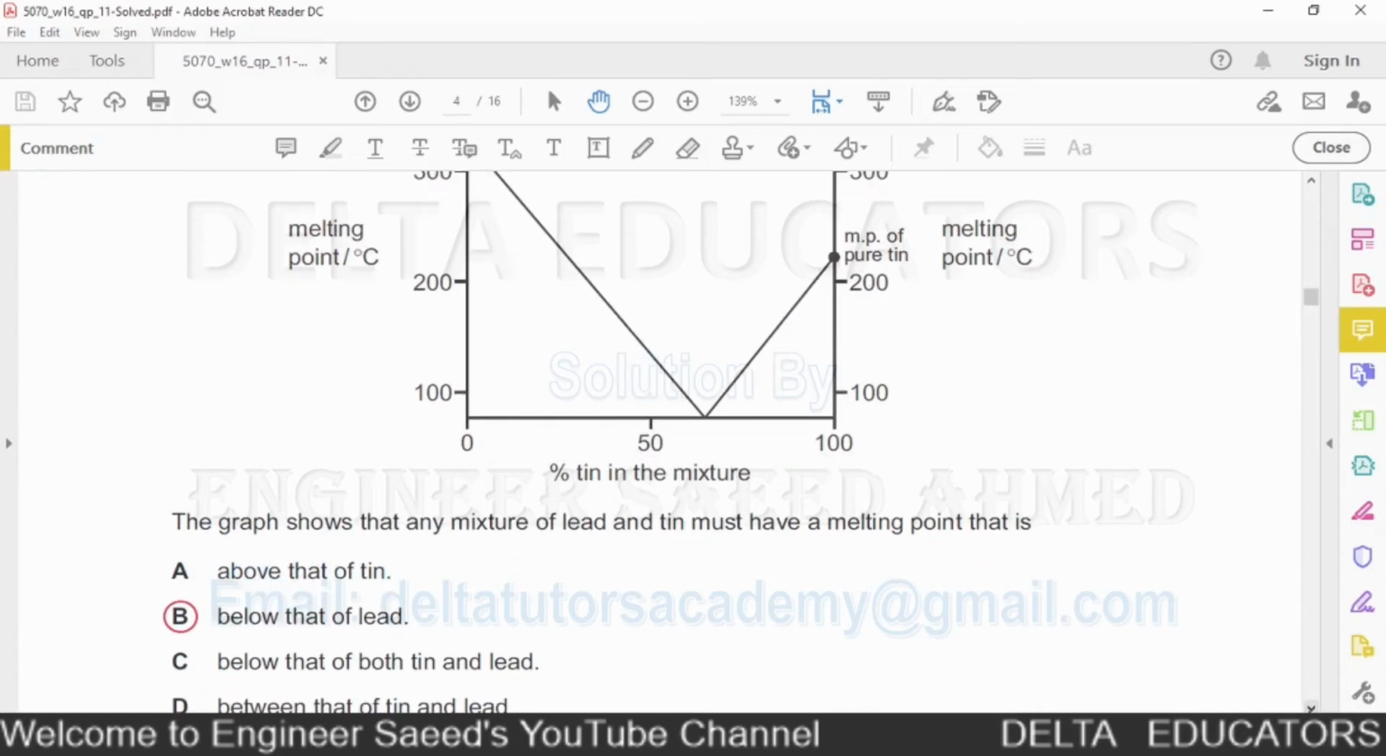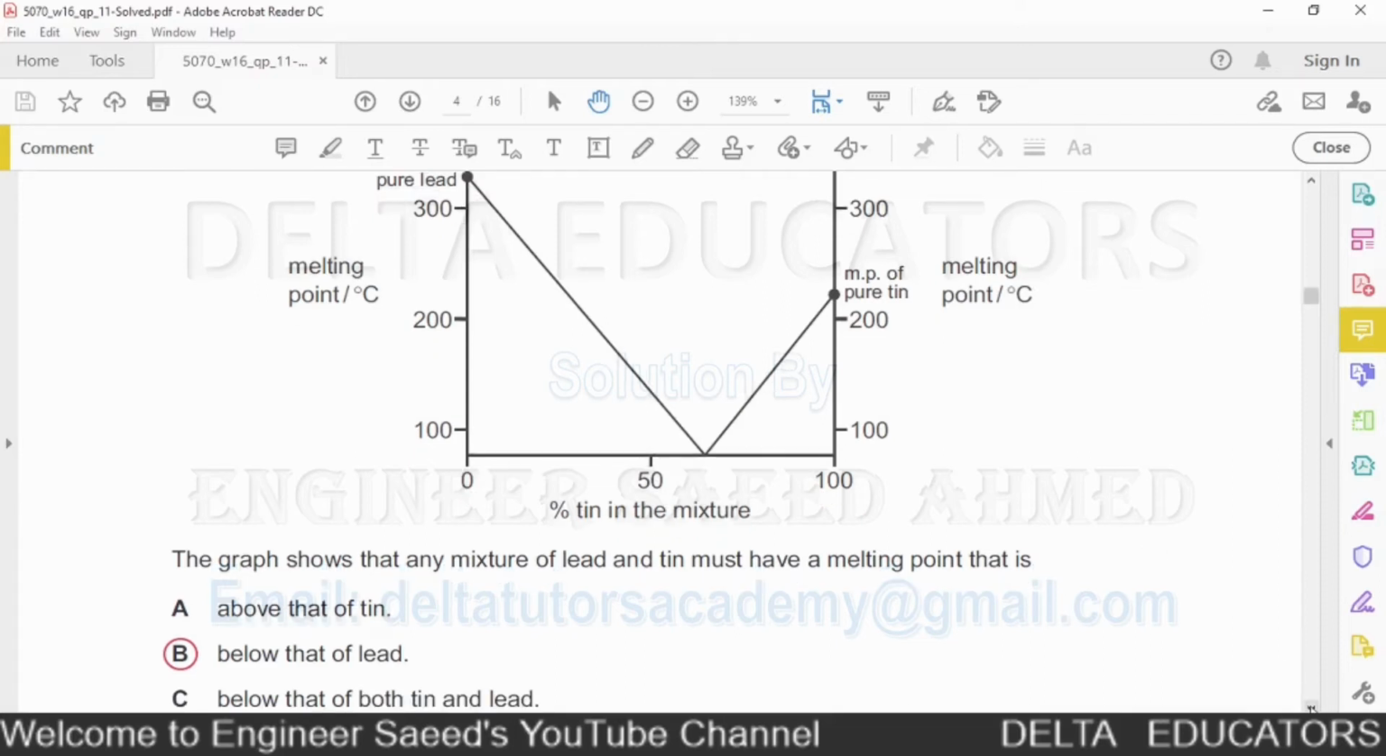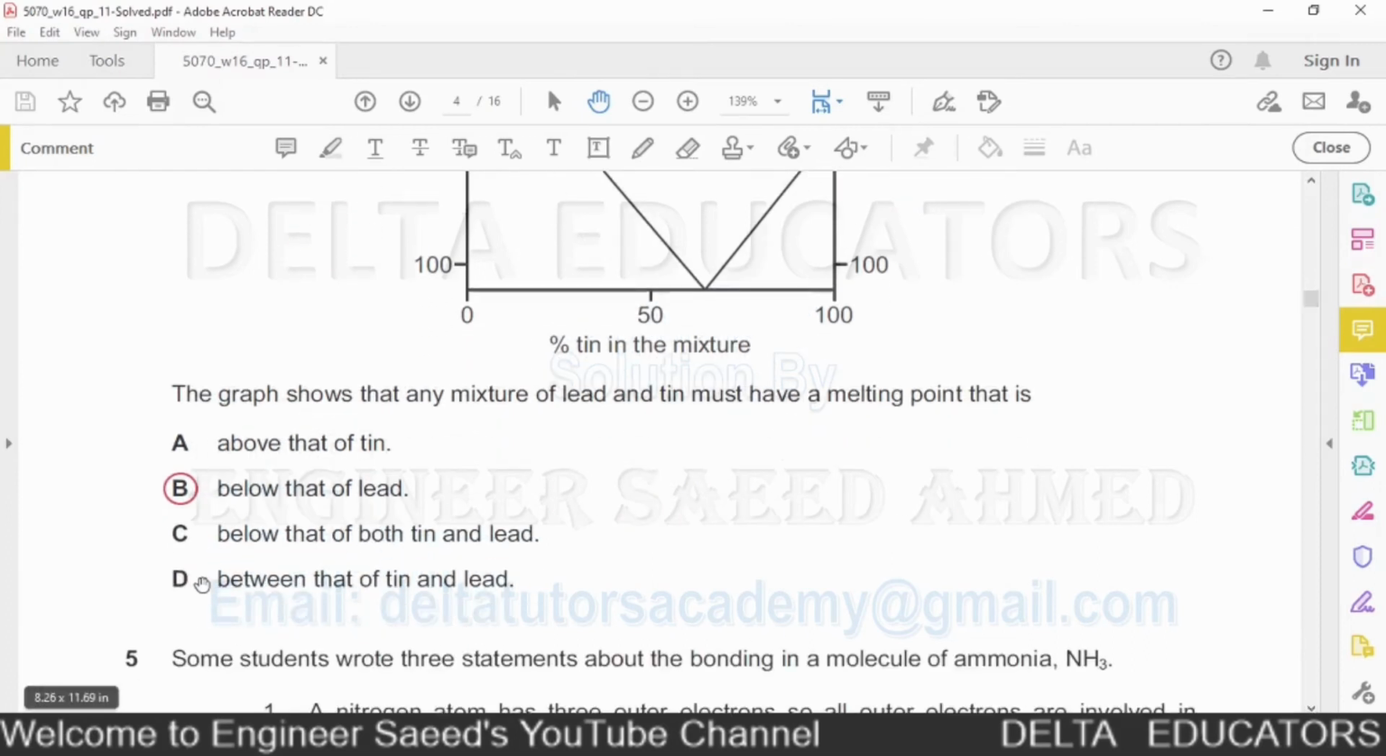What is given in the other options? In option C, it is given below that of both tin and lead. It is not possible that it will be below both tin and lead, because here we are looking that the melting point of the mixture, for some region, is more than the melting point of pure tin. So here it is given below that of both tin and lead. This one is incorrect.